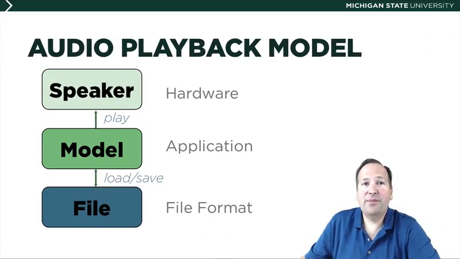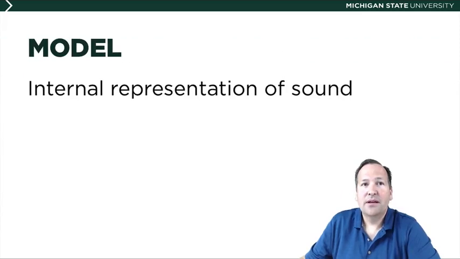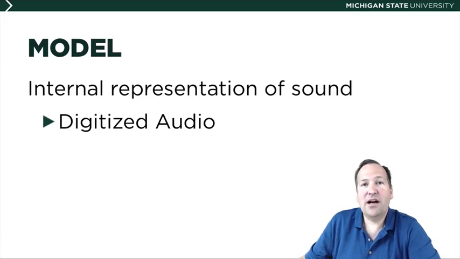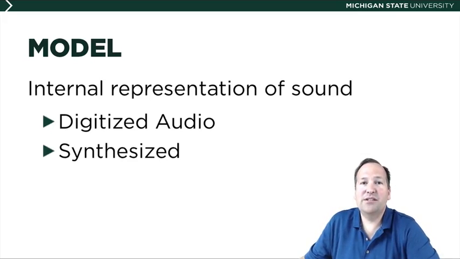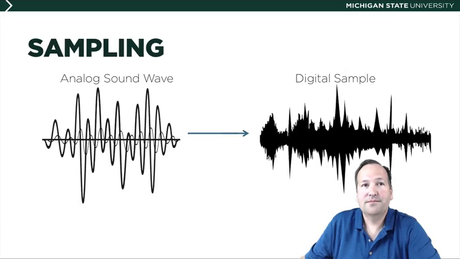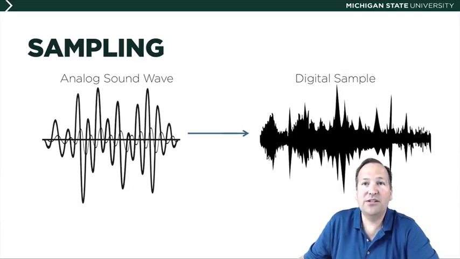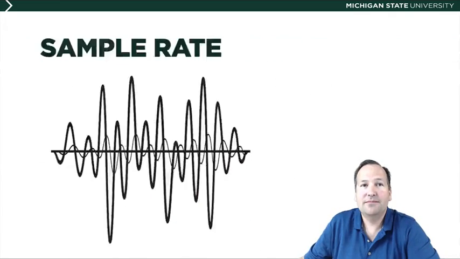Now let's talk a little bit about the model layer. The model layer defines how the audio is represented internally within the game or software. There are two primary models: digitized audio and synthesized sound. I'm going to focus mostly on digitized audio in this lecture. The process of turning the analog or continuous sound wave into digital data is called sampling.